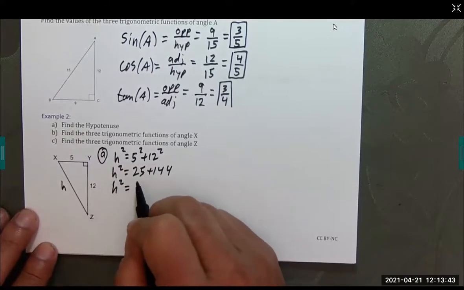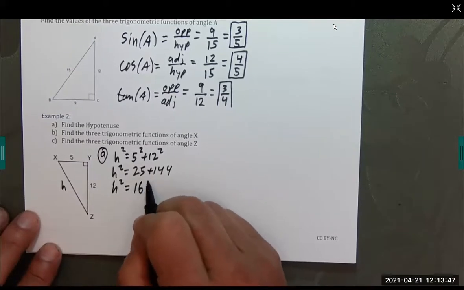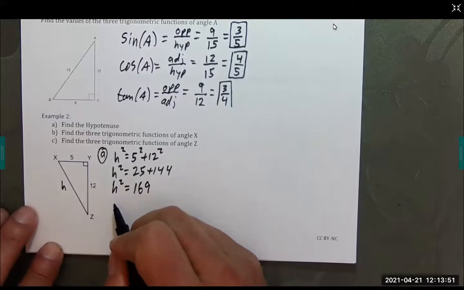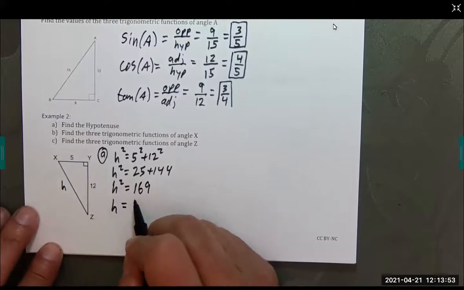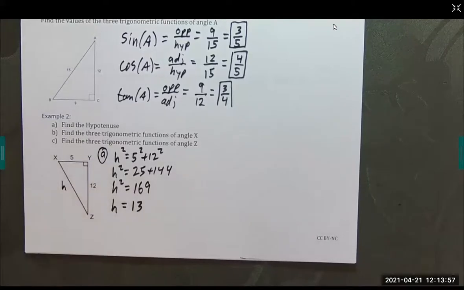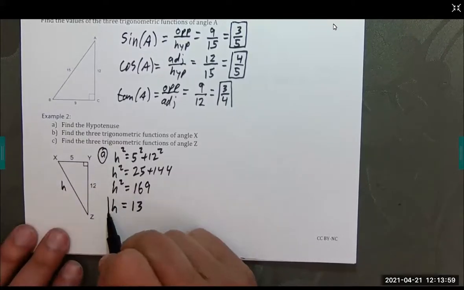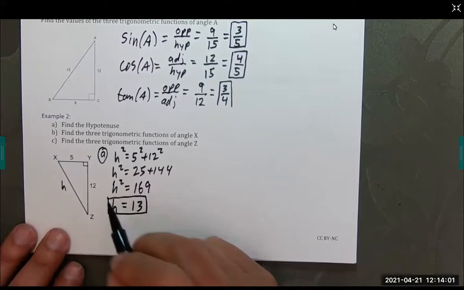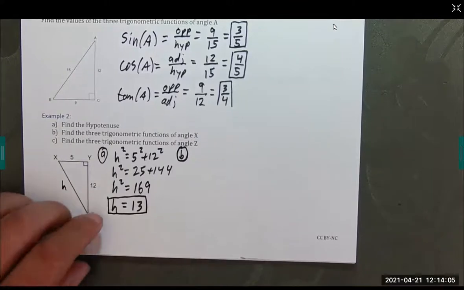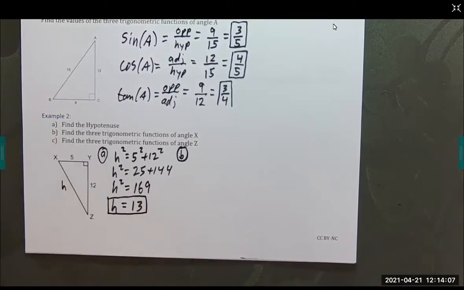So 25 and 144 is 169. And if I take the square root of both sides, our hypotenuse is always positive. Square root of 169 is 13. So part A is finished. Part B says find the three trig functions based on angle x. So here's angle x.